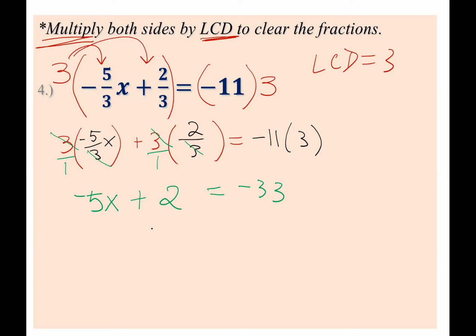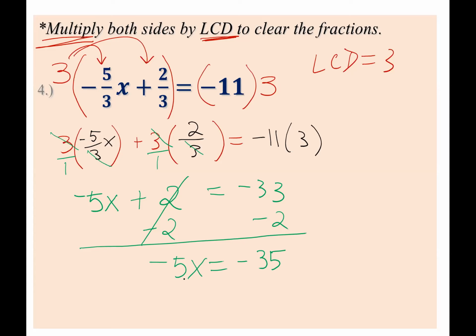Let's keep going. We're going to subtract 2 next on both sides. So I wrote -2 on both sides. Crossed out the 2's, plus 2 and -2 cancel out to 0. So on the left side, we have -5x equals. Now we'll combine what's on the right side. -33 minus 2 is -35.